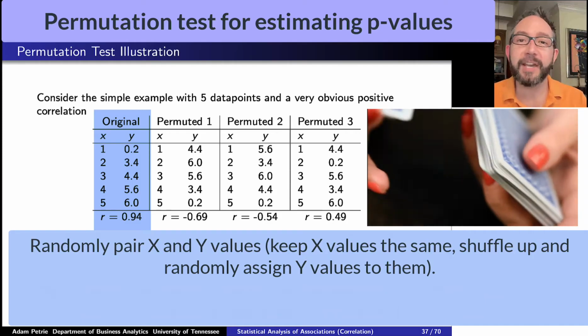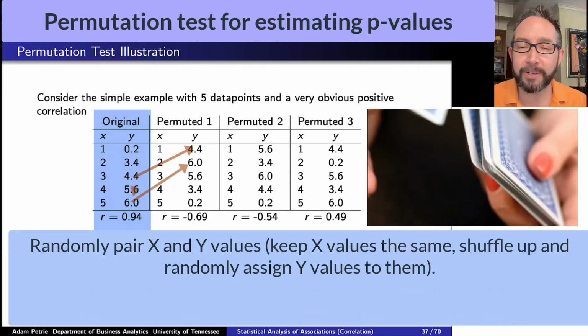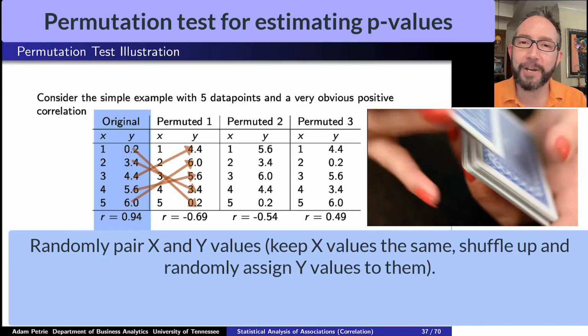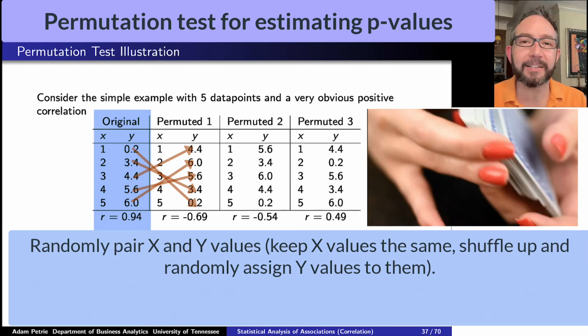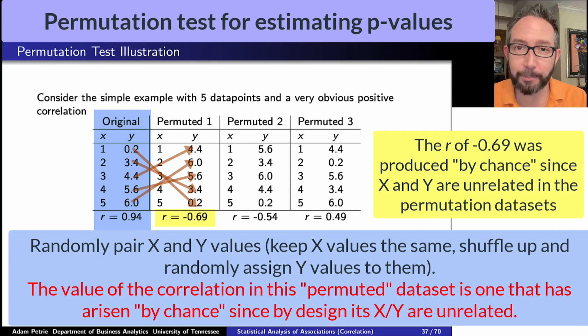So in permutation data set number 1, maybe the first y value is now 4.4, the second y value 6.0, 5.6, etc. If we shuffle up the y values and randomly assign them to the x values, then by definition we know that x and y are completely unrelated. So when we measure Pearson's correlation for this permuted data set, we're going to get a value that's literally being produced just by random chance, or the randomness inherent in the data collection process. By design, x and y are unrelated, so this value of r of minus 0.69 for the permuted data set number 1 is a value that's being produced by chance alone.